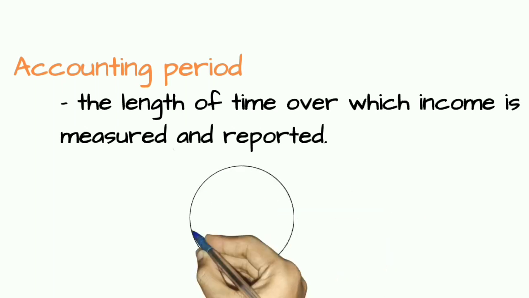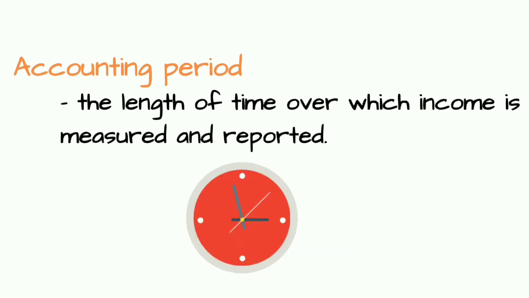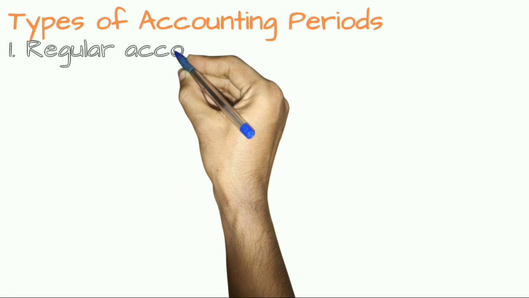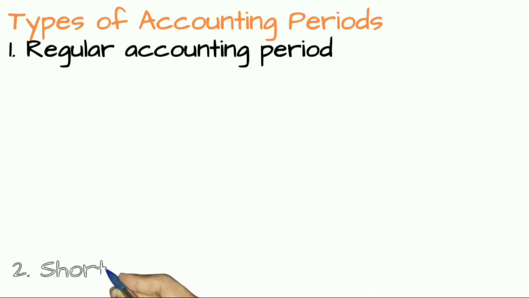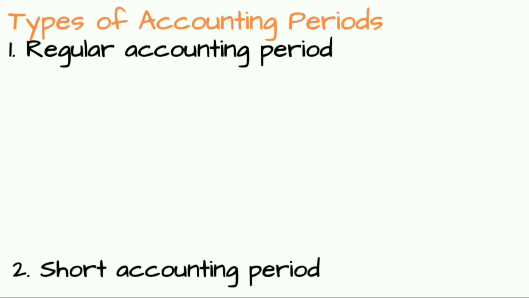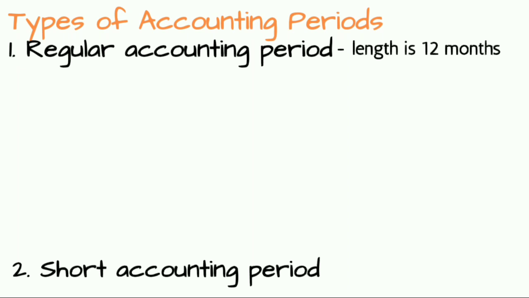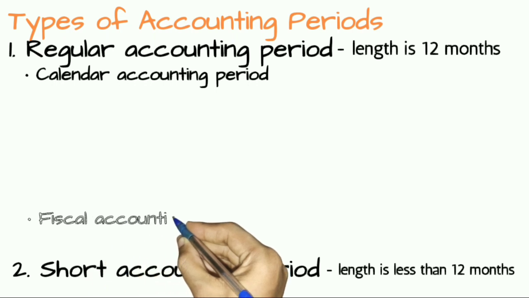It is important to know the accounting period of the taxpayer para malaman ng government kung ano ba yung coverage ng income tax return. We have two types of accounting periods. First is the regular accounting period, and second is the short accounting period. The regular accounting period is 12 months in length, while the short accounting period is less than 12 months in length. The regular accounting period is either calendar or fiscal.